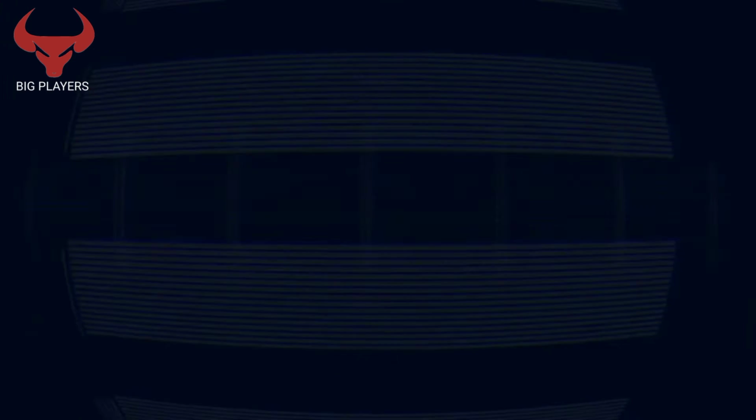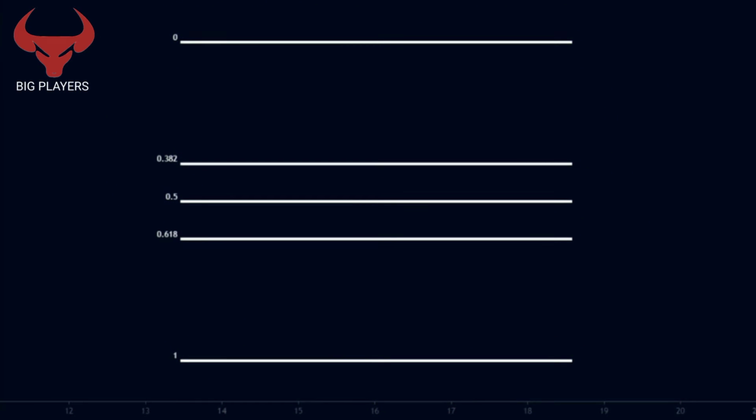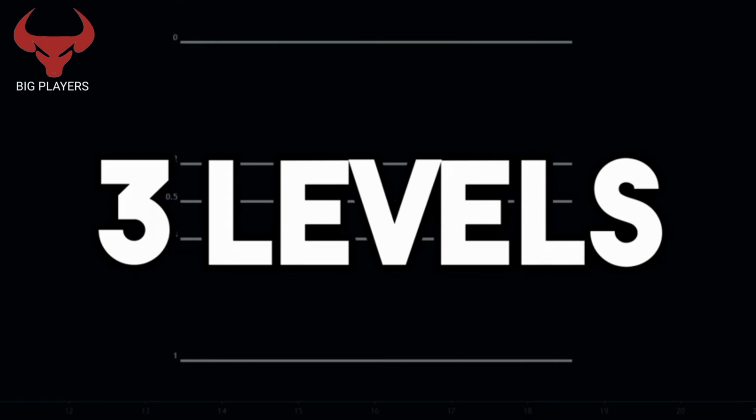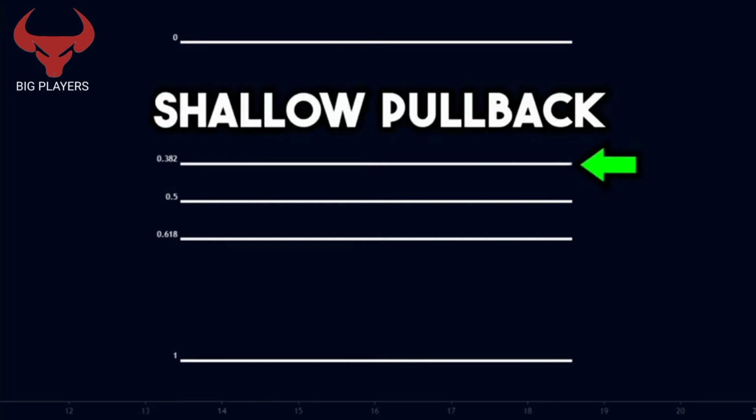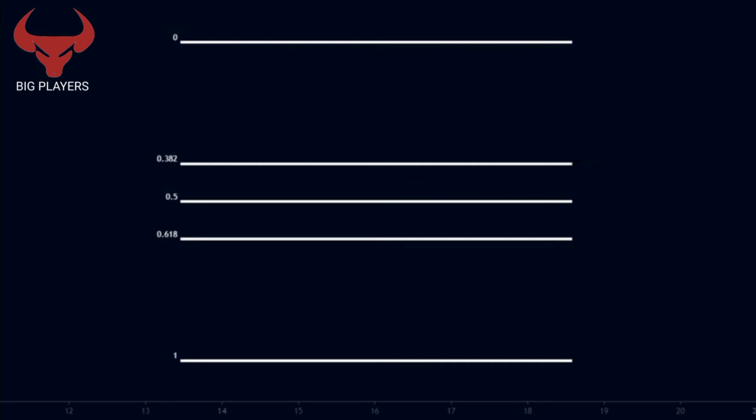By default, the Fibonacci comes with a lot of price levels. But I like a cleaner chart. Hence, I only use 3 levels: 0.382, 0.5, and 0.618. Now, to measure the pullback, we will plot the Fibonacci by connecting the low of the move and the high of the move. The secret here is that when the price makes a pullback, if it does not go beyond the 0.382 level, it is called a shallow pullback. Shallow pullbacks lead to a larger move.